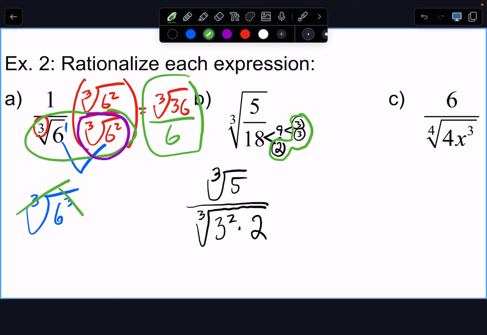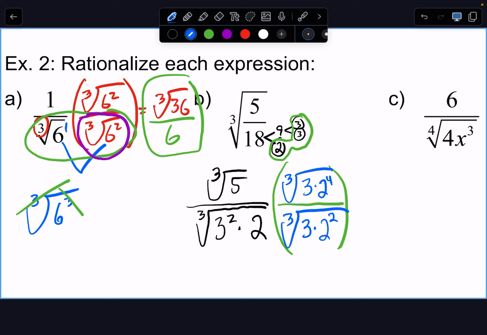Okay. How many of one value do I need in a cube root to pull it out? 3. How many 3s was I given? 2. How many more do I need? 1. How many 2s was I given? 1. How many more do I need? 2. Do you see the magic here? Yes, sir.